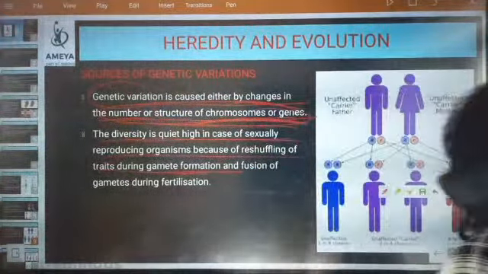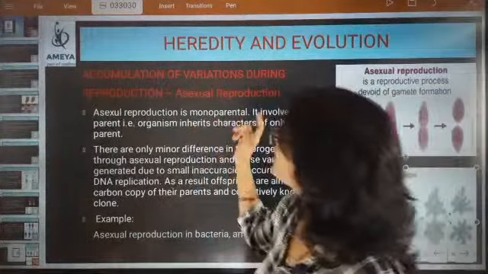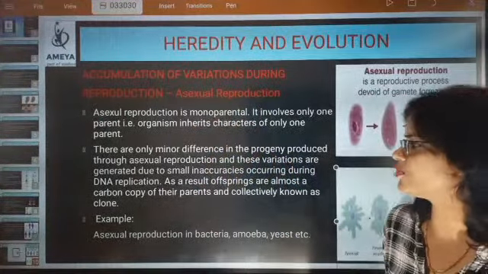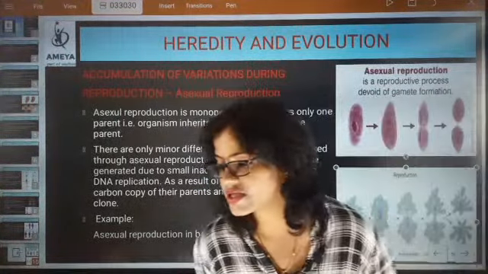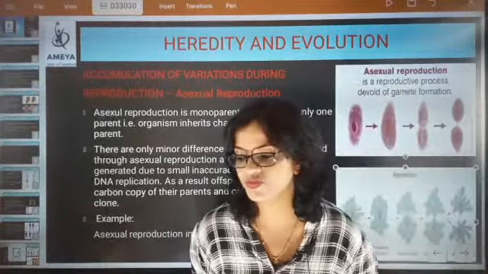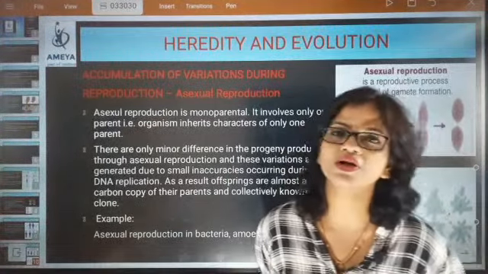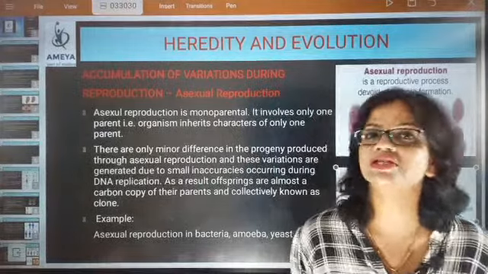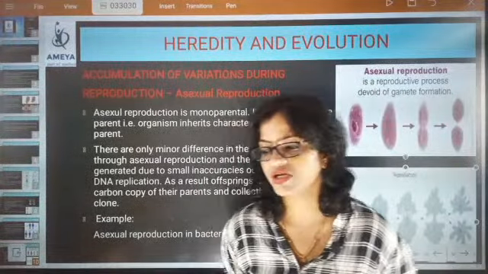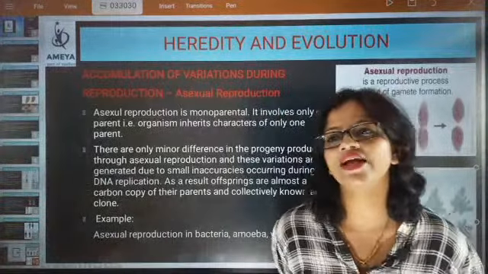Fine. Now let's go for the next one. Accumulation of variation during reproduction: asexual reproduction. My question is, in which type of reproduction is accumulation of variation more? You will answer that we know that in asexual reproduction accumulation of variation is less, and in sexual reproduction, accumulation of variation is more. Means the chances of variety are less.